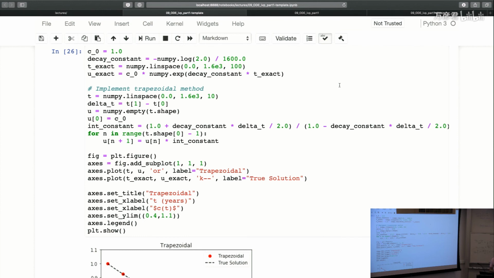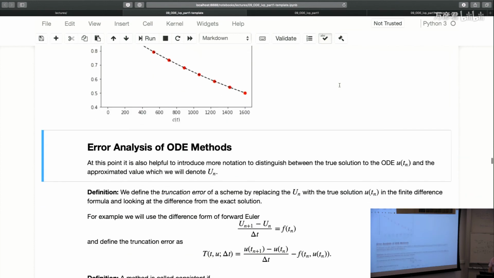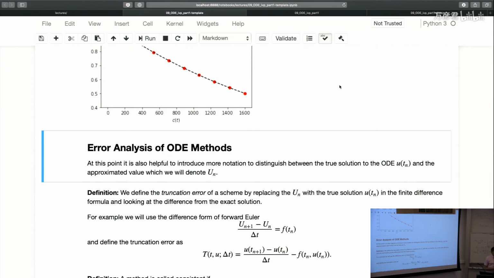So I think this is a good time to stop. The next topic is error analysis. So we've done a bunch of stuff. We have some ideas, but now we're going to show that our ideas were correct. And then we'll finish out, at least part 1 of this lecture, looking at some additional different methods that are fairly popular as well.